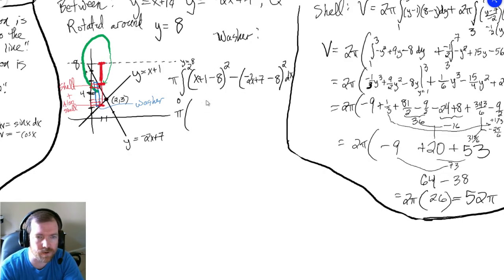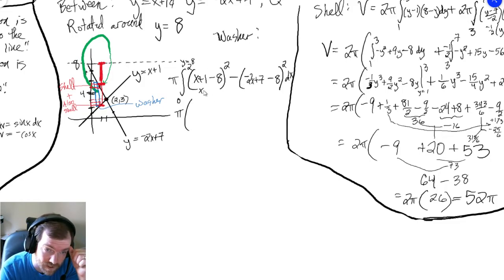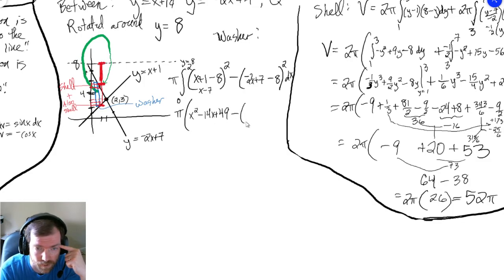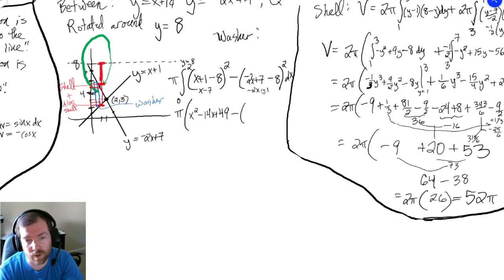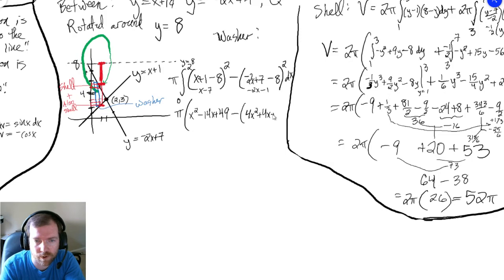Integral here is going to be, again, we've got to square all this stuff first. This is x minus 7 squared, which is going to be x squared minus 14x plus 49, minus parentheses, this is going to be a negative 2x minus 1. And right, when we square it, negatives won't matter. It's the same as 2x plus 1. So we're going to get a 4x squared plus 4x plus 1 out of that. And integral 0 to 2 dx.